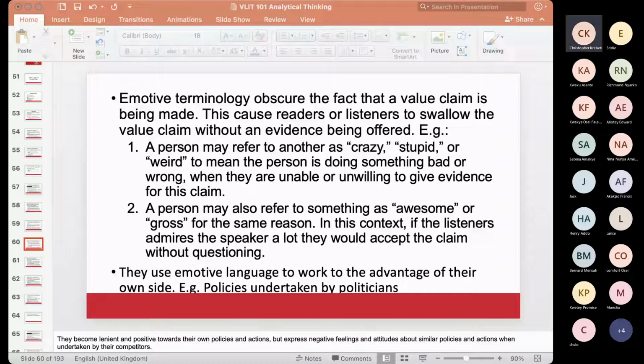All right. So these writers or these speakers also use emotive language to work to the advantage of their own side. For example, politicians would normally paint the opposite side as bad. Whatever policy, before NPP came to power, NDC was the one in power. They painted everything Mahama and his government was doing as bad. Even if it was good, they painted it bad.